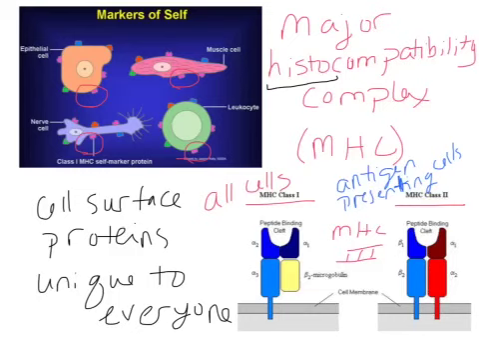MHC class 3 is a big part of the innate immune system. I'm blaming it on the fact that I have a cold. So MHC class 3 is for the innate immune system. It's important for inflammation, and it can help trigger complement proteins. We're not going to talk about MHC class 3 very often in this. We're obviously going to be talking a lot more about MHC 1 and MHC 2.